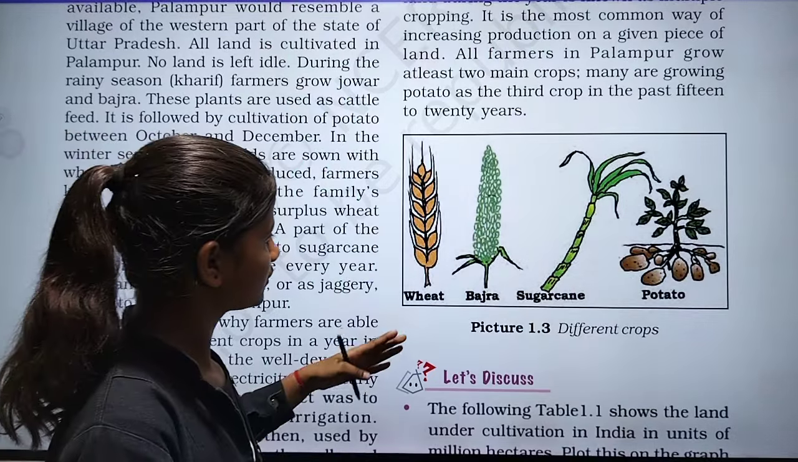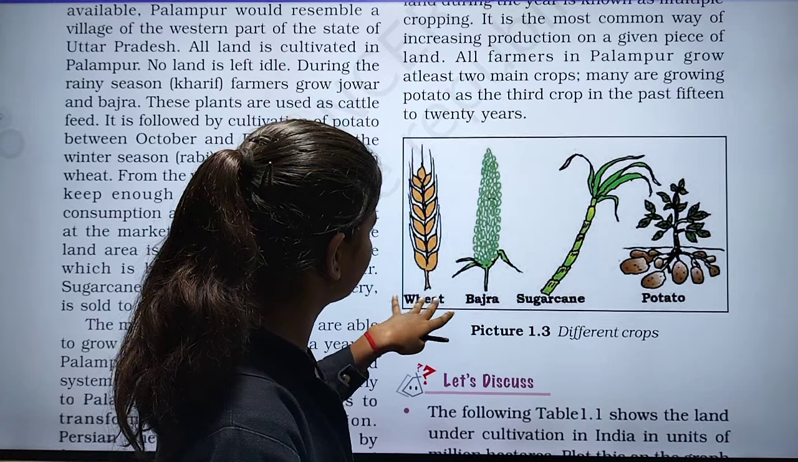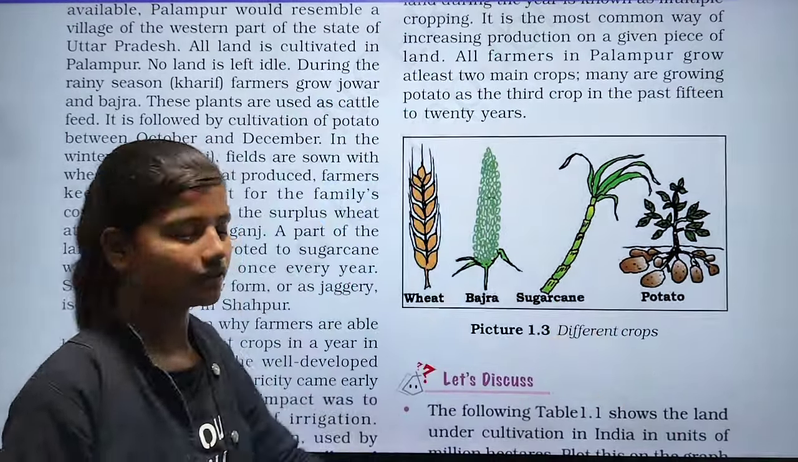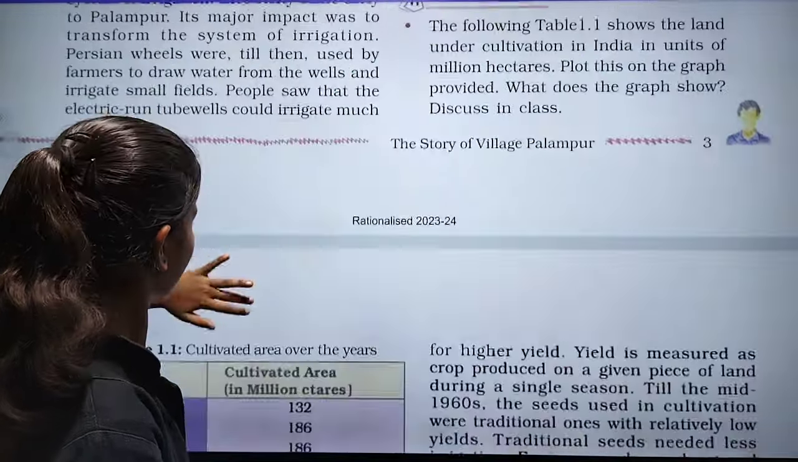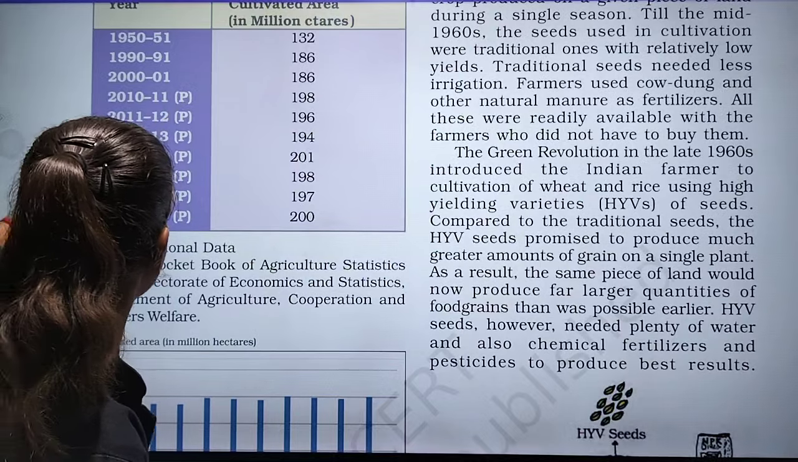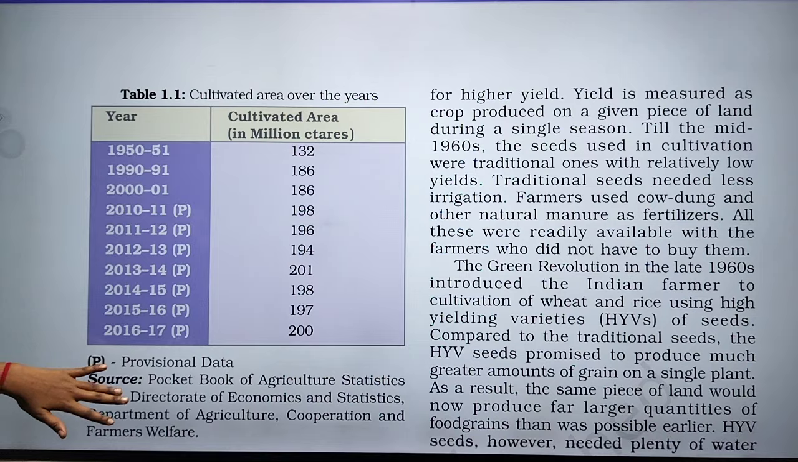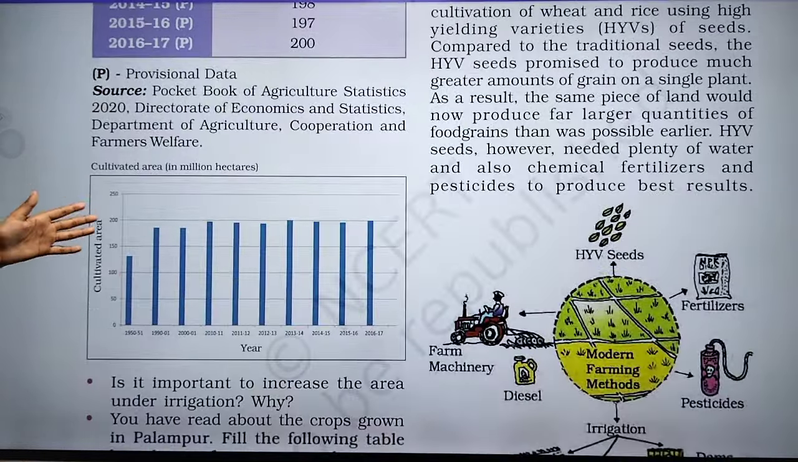This one is the figure of different crops. This one is wheat, bajra, sugar cane. This one is potato. This shows the cultivated area over the year, in million hectares.